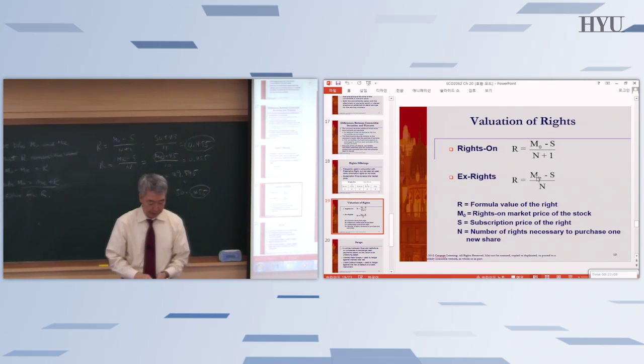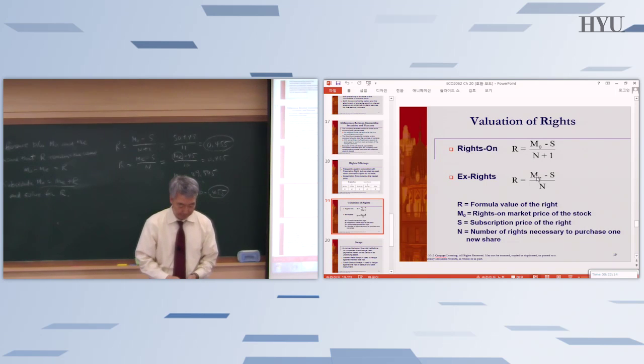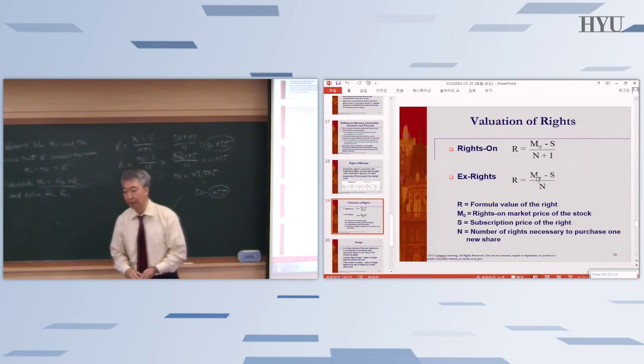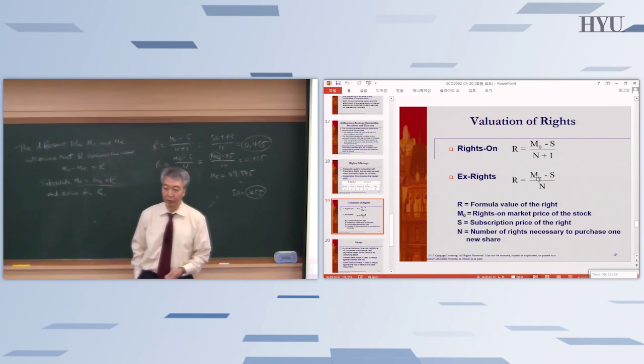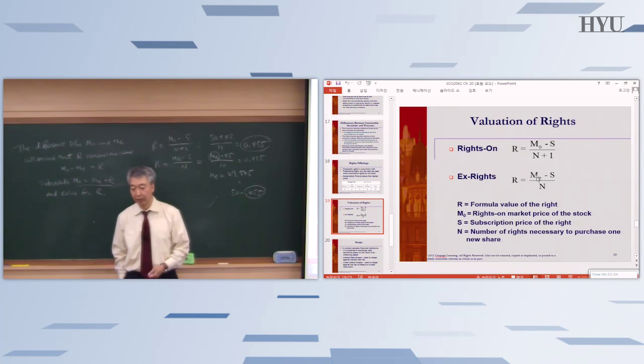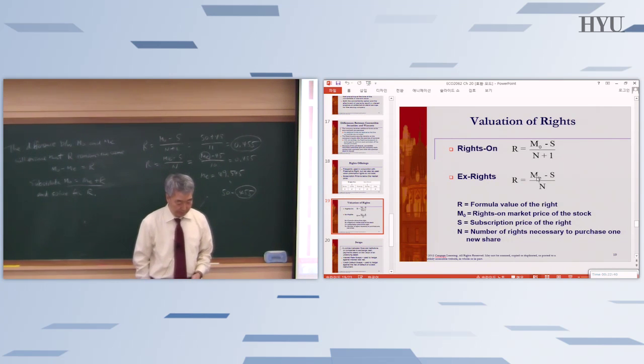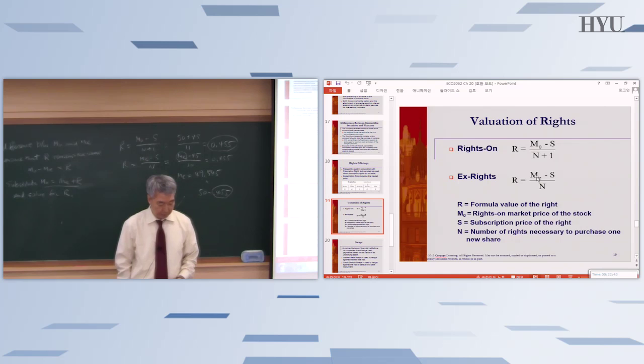As I mentioned, the rights can be detached and sold in the market. So there is actually a market for rights. And the market value of a right is higher than the formula value prior to expiration, just like any other option. We can calculate the formula price of the option, but usually before the expiration the price of the option is higher than the formula value. So a right is a short-term call option on the stock.